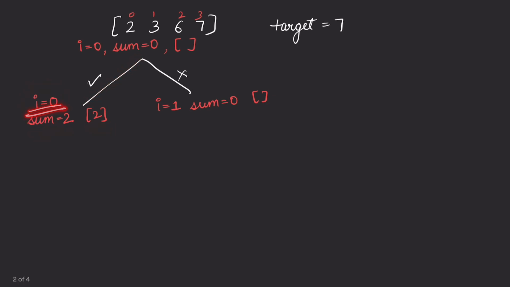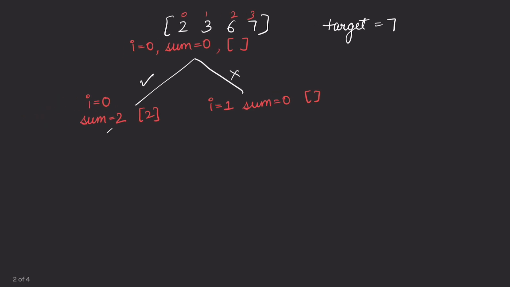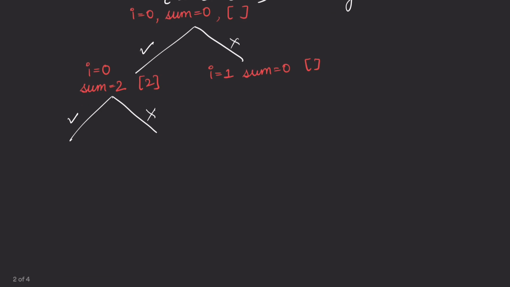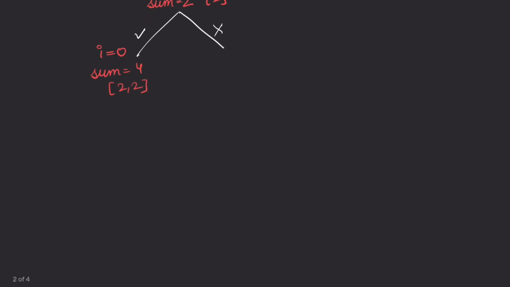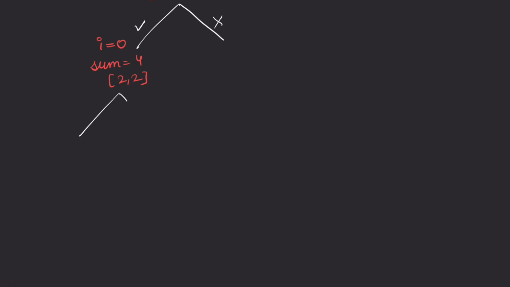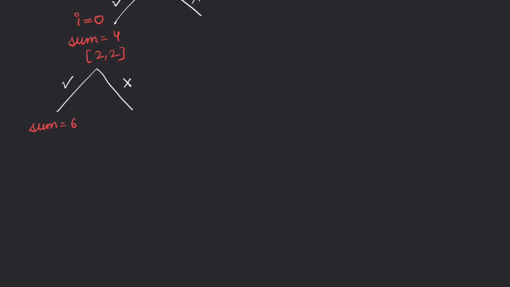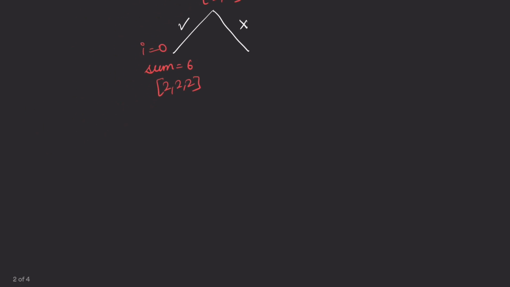Now again for this index 0 we have two choices, either we will pick it or we will not pick it. When you pick index 0, that is element 2 again, your sum will become 4 and the array will become 2, 2. We can take 2 more number of times, so again we'll keep the index as 0. Again you will have two choices, either take it or do not take it. Now your sum will become 6 and the array will become 2, 2, 2, and we'll keep I as 0 only. Now again for this you will have two choices, either take it or do not take it.